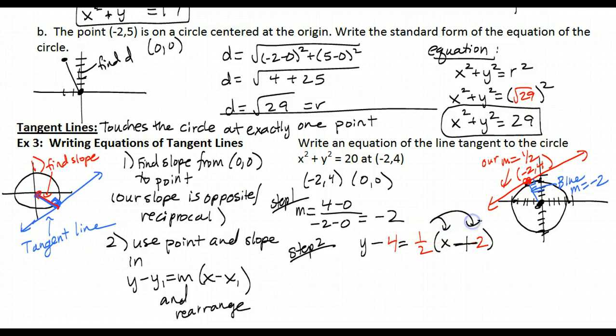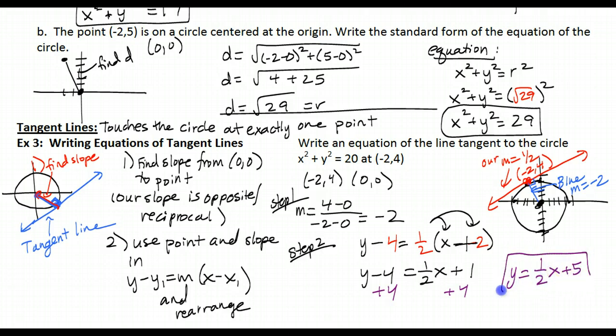Second step, let's distribute that 1/2. So it's really 1/2 x plus, and then just a second, 1/2 times 2 is 1. Half of 2 is 1. Last but not least, add your 4 to both sides. So my answer for the equation of that red line is 1/2 x plus 5.